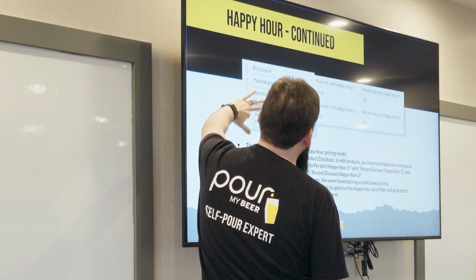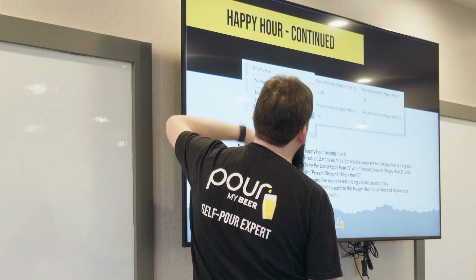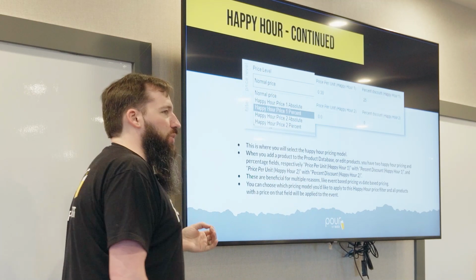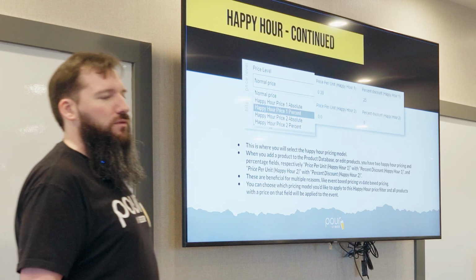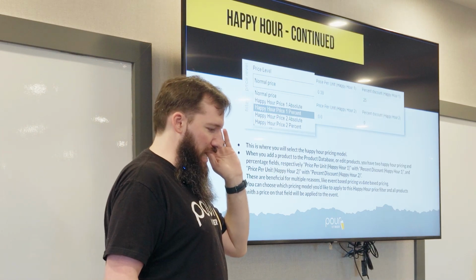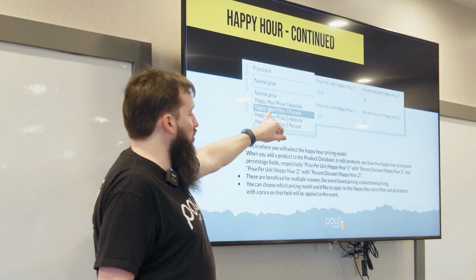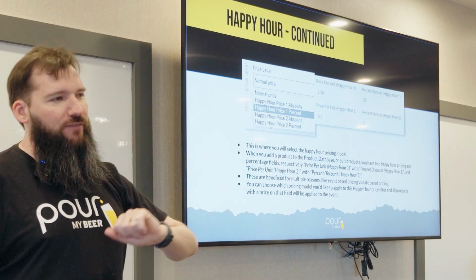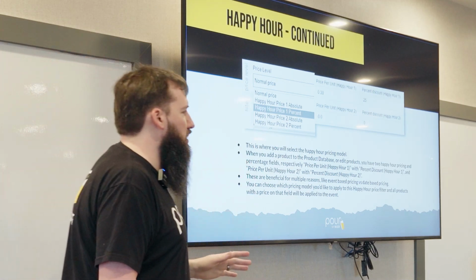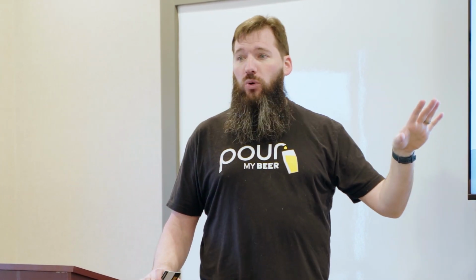Basically, you can set two prices, both absolute and a percent. What an absolute is, there's no math involved. If my happy hour absolute is 55 cents or 20 cents or whatever it is, it doesn't matter if the non-happy hour price is $1 or 80 cents. It's going to kick down to whatever you set your absolute value to.